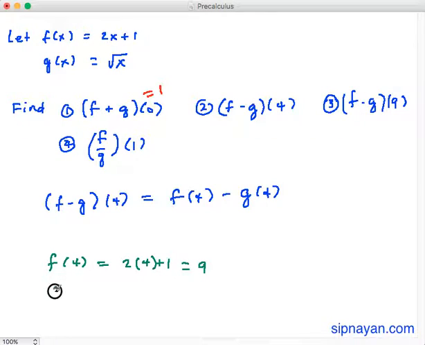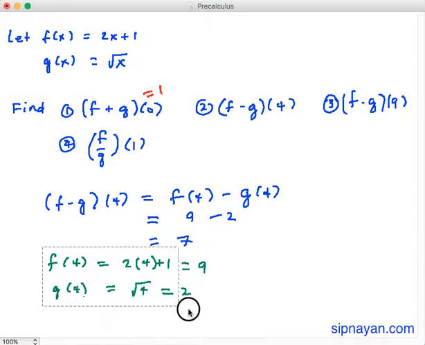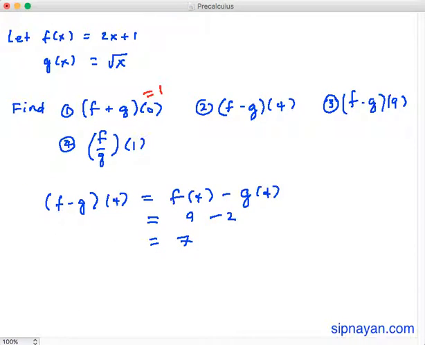And then, what is g of 4? So, substitute rin natin dito. What is square root of 4? That's equal to 2. So, meaning, meron na tayong f of 4, 9, and then meron na tayong g of 4, which is 2. So, minus 2, equals 7. Yun yung pinaka-tamang sagot. So, ibig sabihin, the second number, ang sagot dito ay 7.